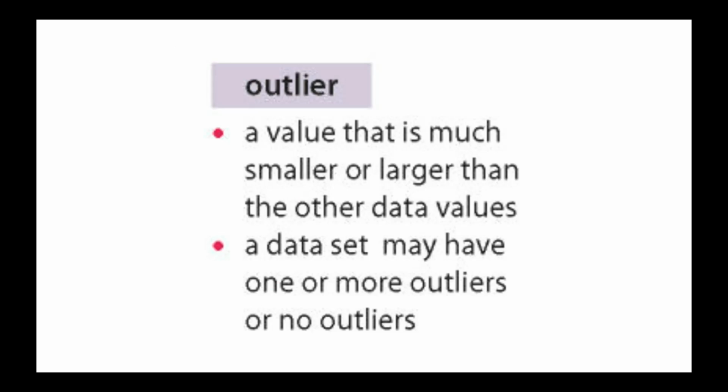Hi class, in this video we're going to be talking about outliers. An outlier is a value that is either much smaller or much larger than the other data values. A data set may have one or more outliers or no outliers. So let's go over an example.